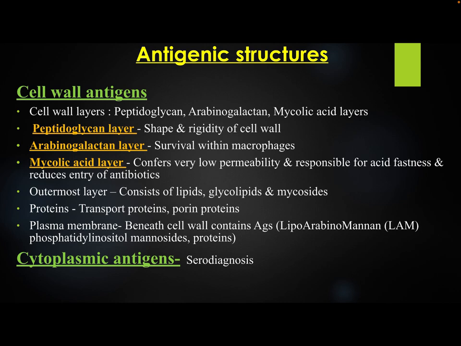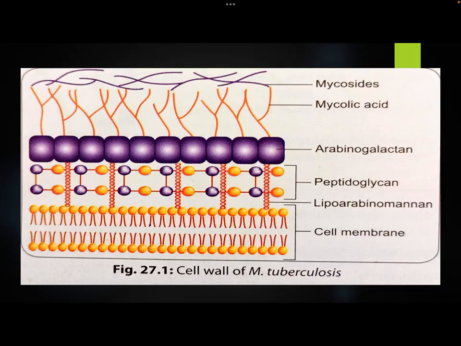The outermost layer of this organism consists of lipids, glycolipids and mycosides. Proteins present are transport proteins and porin proteins. The plasma membrane is present beneath the cell wall and it contains antigens like lipoarabinomannan, phosphatidylinositol mannosides and proteins. Another class of antigens are cytoplasmic antigens, which help in the serodiagnosis of this disease. This is the diagram representing the cell wall structure of Mycobacterium tuberculosis.